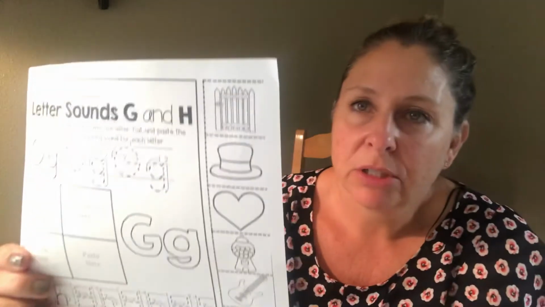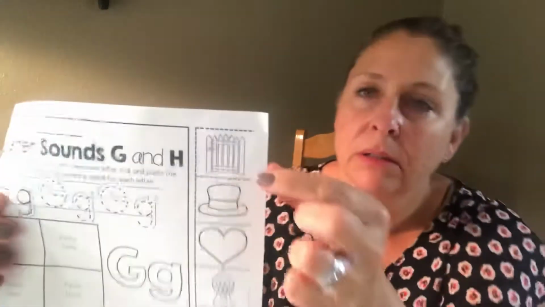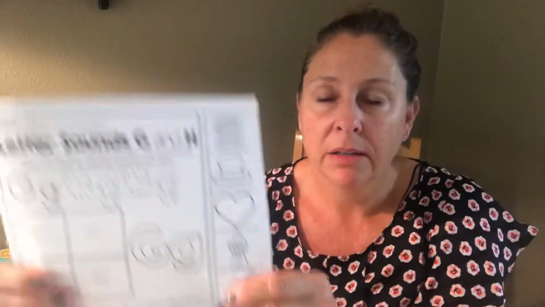So let's go over the pictures for G and H. And remember, oh, we should go over the sounds. So G is for guitar. Remember, we'll go guh, guitar. And H is for horse, huh, horse. So G says guh and H says huh.